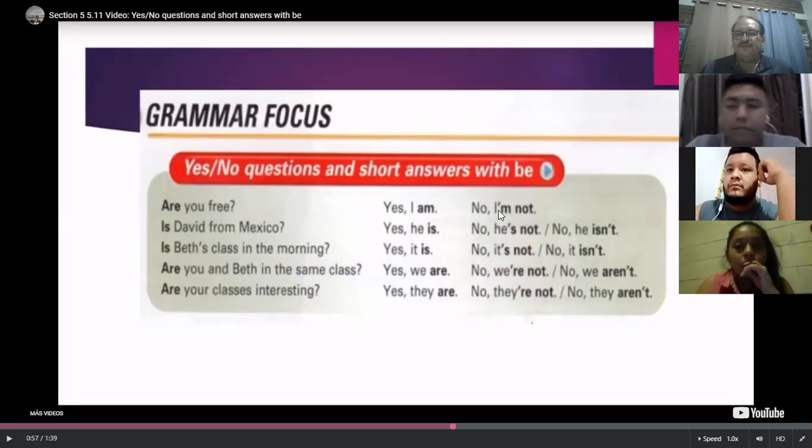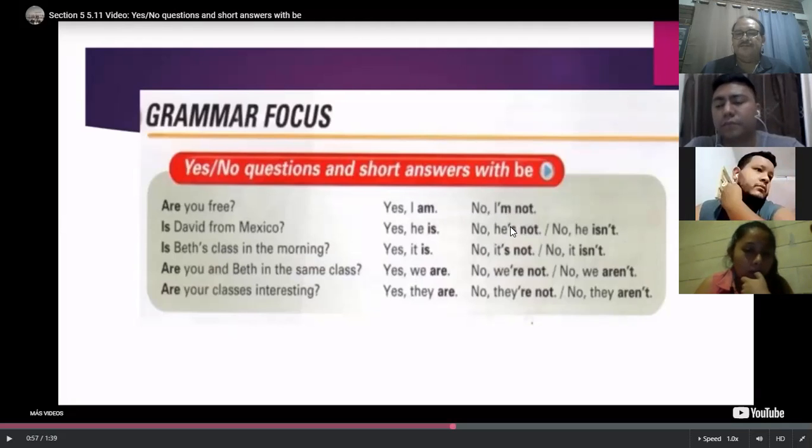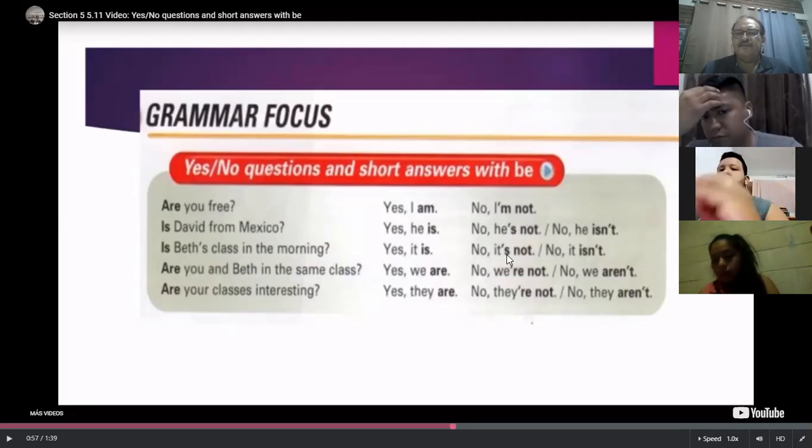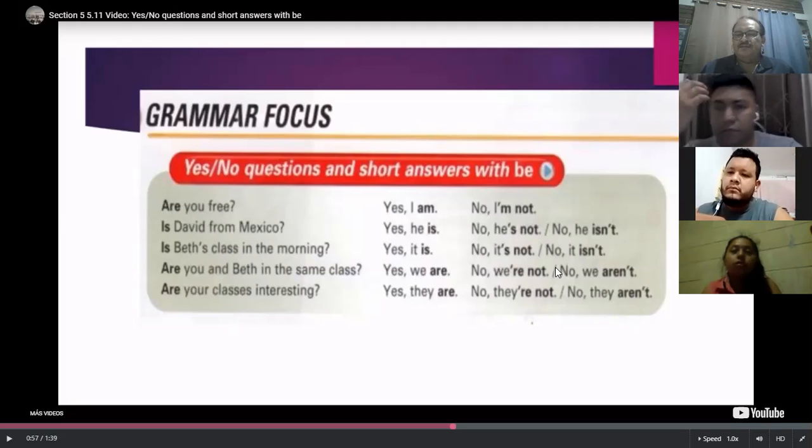In the negative short answer, you have two forms. Just for no, I'm not, it's only one. Then you can say no, he's not, or no, he isn't. The two forms are correct. No, it's not, or no, it isn't. No, we're not, no, we aren't. No, they're not, and no, they aren't. The first one, no, I'm not, no, he's not, no, it's not, sounds more emphatic, okay? This one sounds a little bit stronger.